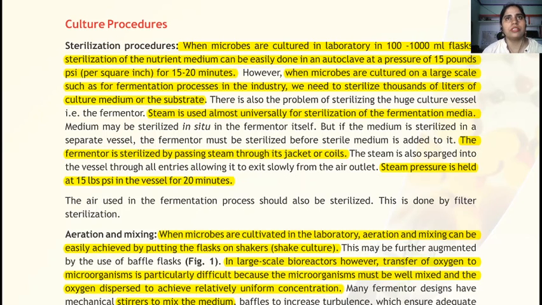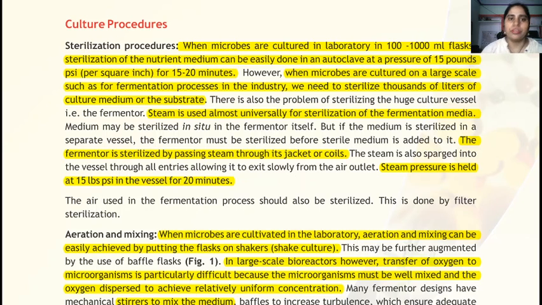We studied the media, which types of media are favorable for growing different microorganisms and producing commercial products. In continuation of that, you have chosen the media. After that, what to do? We are going to sterilize the media.